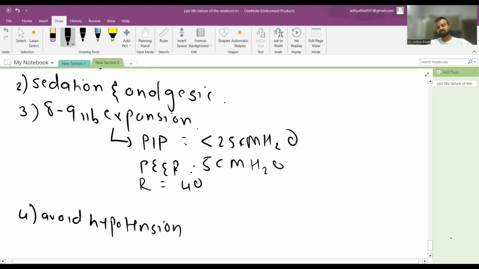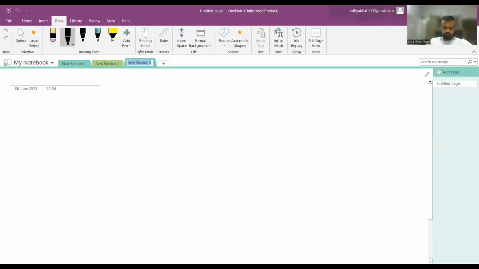Okay, so these are the general treatment that you need to understand for PPHN. Now, next management is mechanical ventilation.